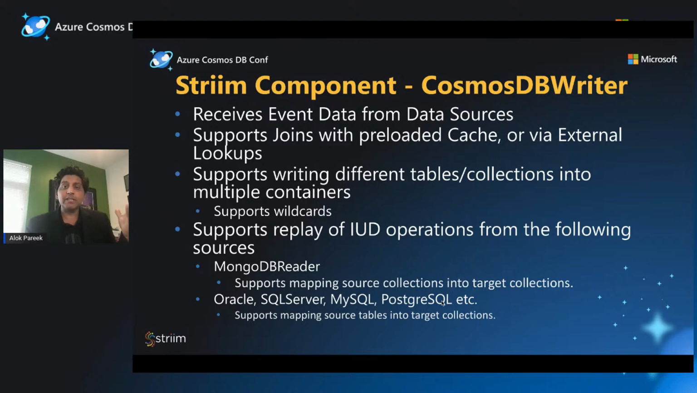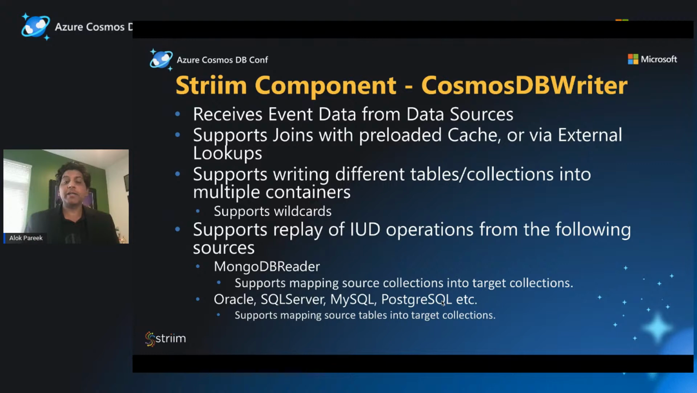So the idea in Cosmos DB Writer, which is the main component leveraging the APIs, is that we receive the data from the data sources. That's coming in as an event stream. You can join that with the data preloaded from a cache in stream. There's a data structure like that. Or we can even do lookups to an external system, let's say over an API like JDBC, grab that, and then you can go ahead and apply that.